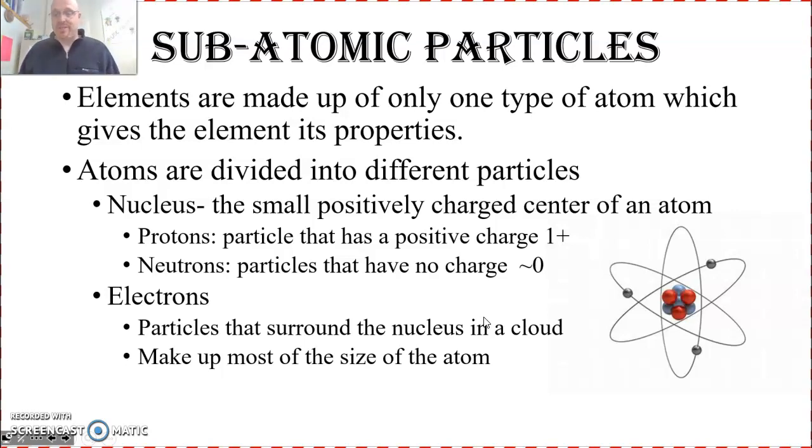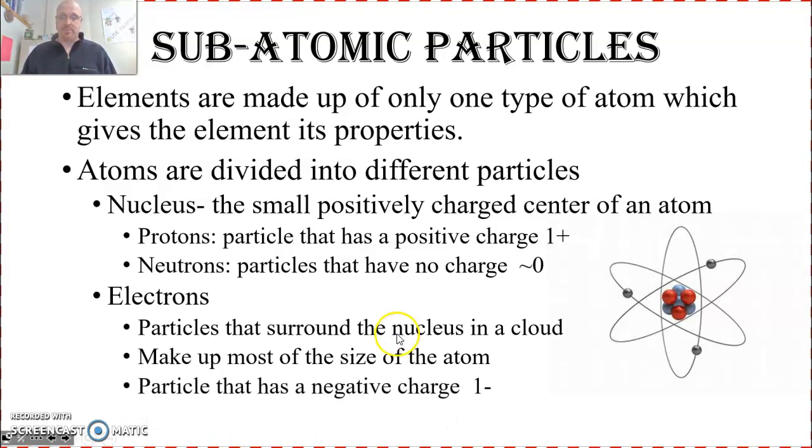The nucleus is very small, very dense, very heavy. And it's what takes up the mass of the atom, whereas the electrons hardly have any mass at all, but because of the way that they're scattered around, they take up most of the size of the atom. And also electrons have a -1 charge or a 1- charge. So each electron brings with it a negative charge.